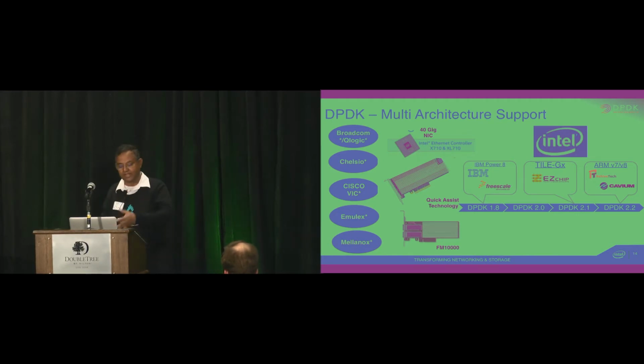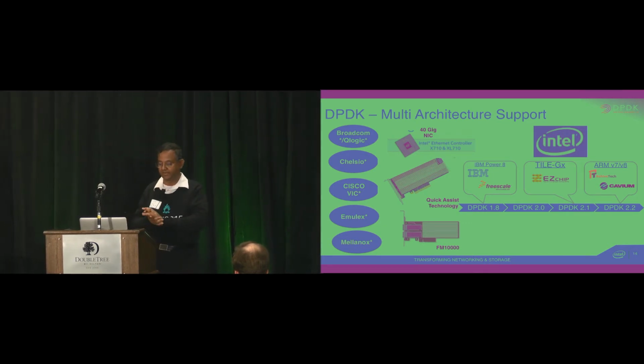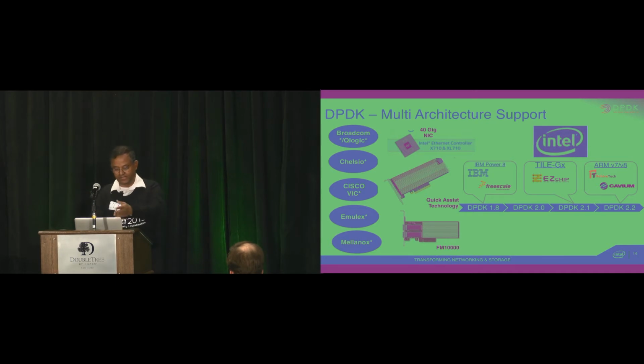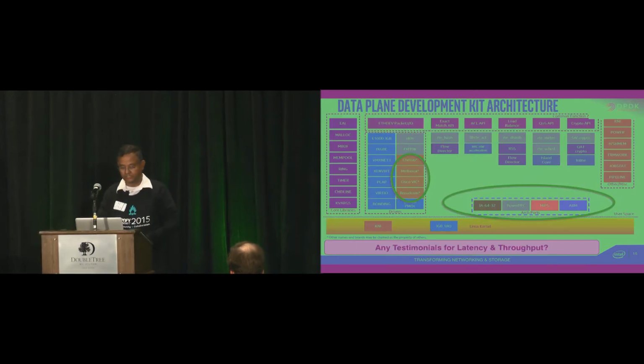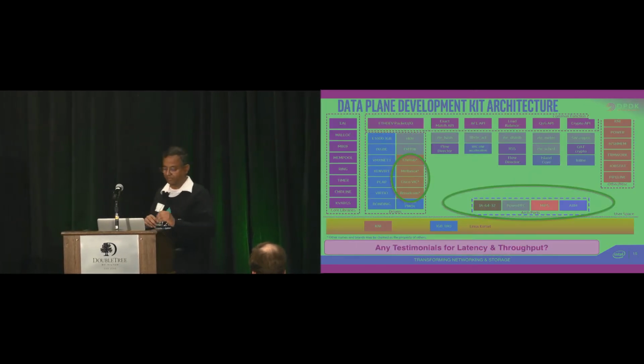And so on the NIC side, you are able to see Broadcom, Chelsio, Cisco VNIC, Emulex and Mellanox. So all these things are supported, and then you see the Intel NICs. Okay, so this is the big picture, the block diagram.